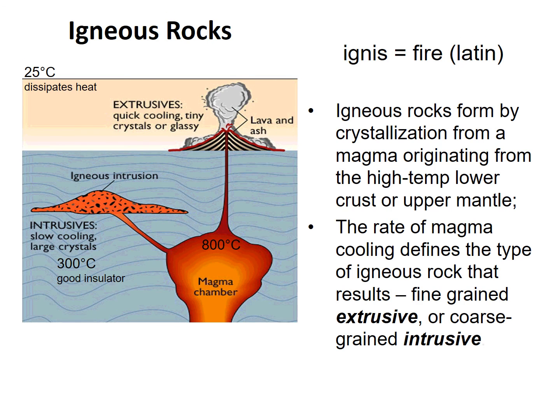Igneous refers to fire in Latin. Igneous rocks form by crystallization from a magma originating from the high temperature lower crust or upper mantle. As I mentioned before, the rate of magma cooling defines the type of igneous rock that results: fine grained, extrusive igneous rocks, or coarse grained, intrusive igneous rocks.